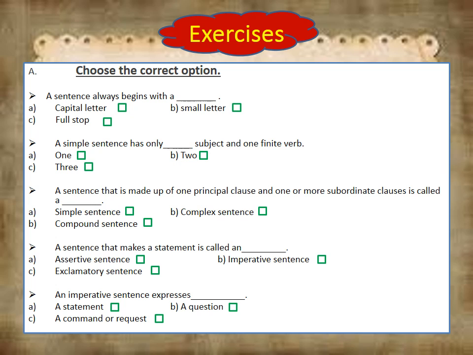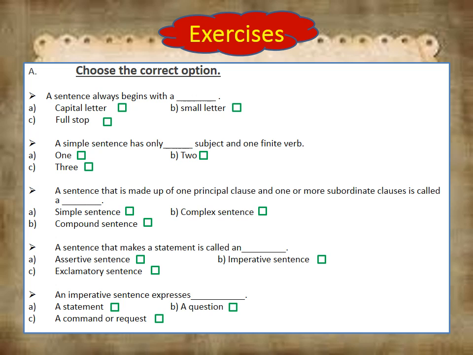Now, it's the time to check our learning with the help of the exercises given. So, exercise A is on the screen. Exercise A asks you to choose the correct option. And students, there are 4 sentences which you have to complete with the help of given options. Each question has 3 options. So let's go through the sentences. A sentence always begins with a. You have to complete it, and the options are A, capital letter, B, small letter, and C, full stop.